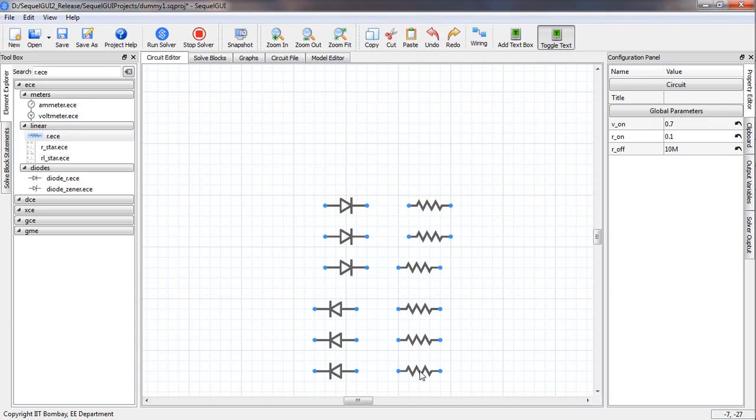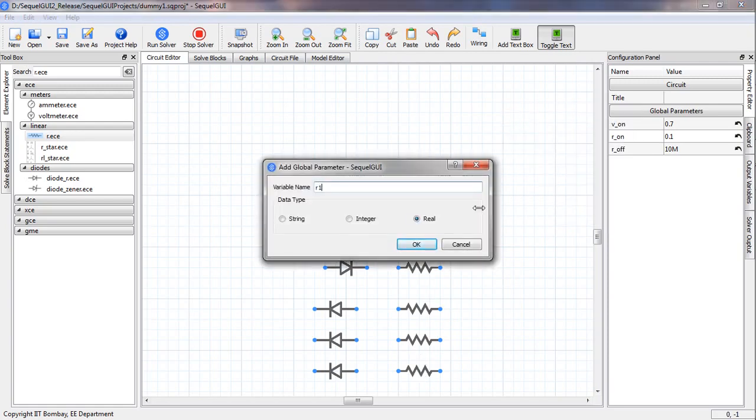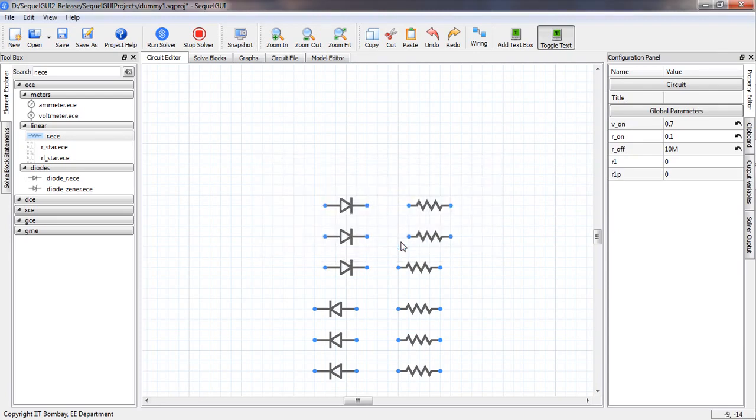like that. And now some of these resistances will have the same resistance values, and therefore what we will do is define additional global parameters. For example, R1, R1 prime, etc. Okay, so here are all the resistance values that we have defined: R1, R1 prime, R2, R2 prime, and R3, R3 prime. We have also assigned values to them, and this is of course as per the design that we just completed. Alright, now let us assign these values.